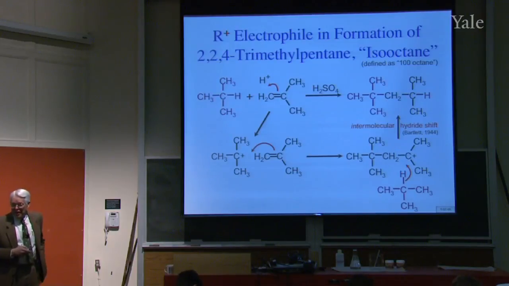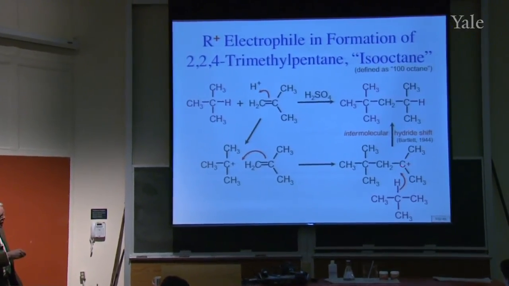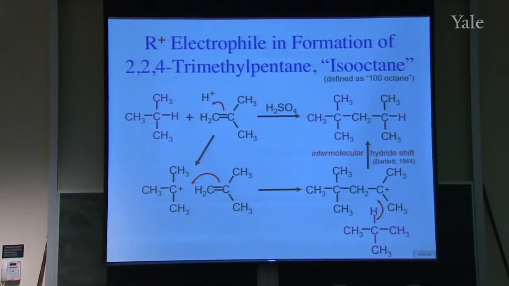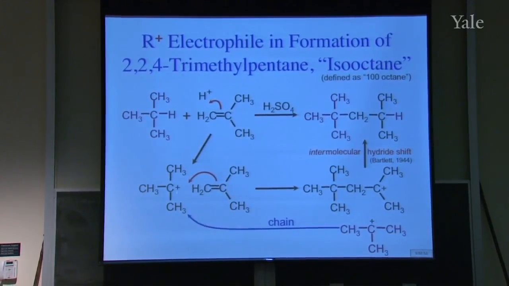What's the purple product? The H went, the hydride, not proton, hydride, the H with its electrons went up here. What was left behind? The t-butyl cation. But that's what you need here. So this is a chain. It could go round and round. So you add isobutane to isobutylene.